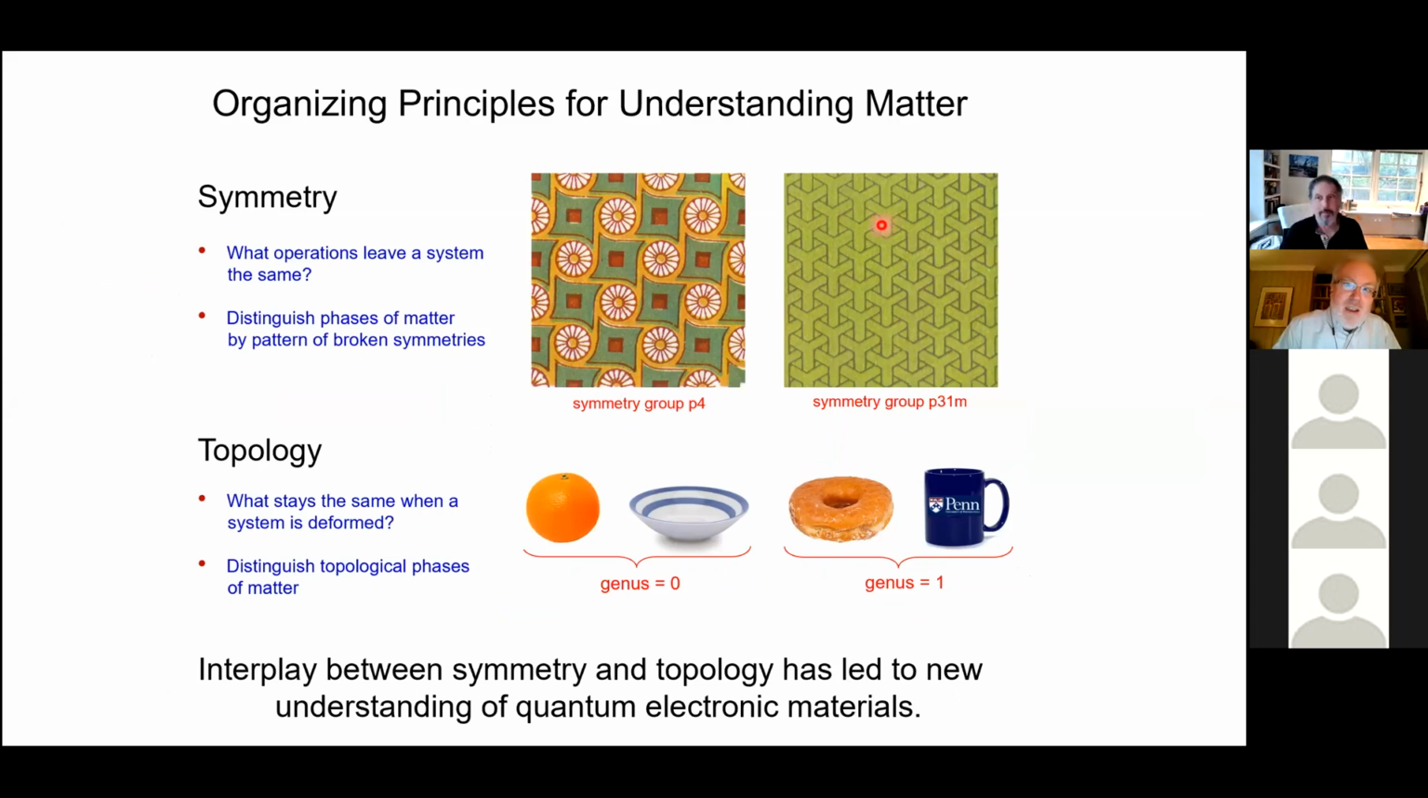So as Steve mentioned, topology and symmetry are two of the grand organizing principles that we have for how we think about the phases of matter. Symmetry allows us to distinguish phases according to the pattern of symmetries that are broken. But topology is a very powerful tool that allows us to distinguish distinct phases that have the same symmetry. So these are two big ideas. But over the last decade and a half, one of the lessons that we have learned is that the interplay between symmetry and topology is very rich and allows for a lot of understanding of the different kinds of quantum electronic phases of matter that can exist. And so what I want to talk about today is a version of the interplay between symmetry and topology.